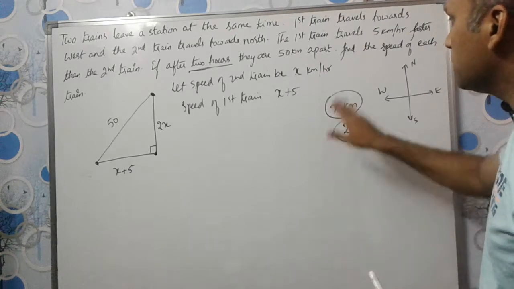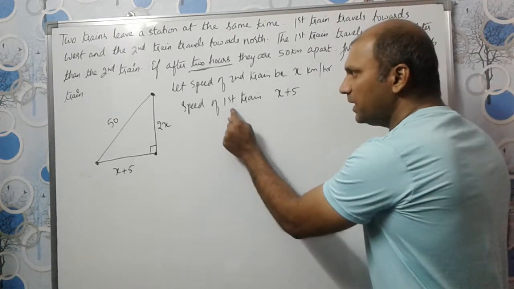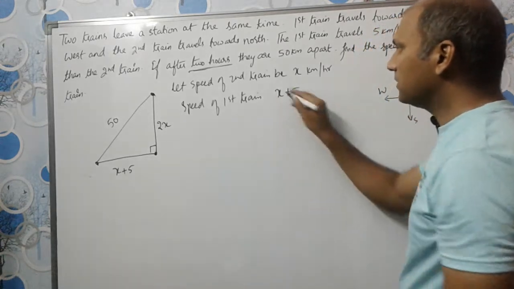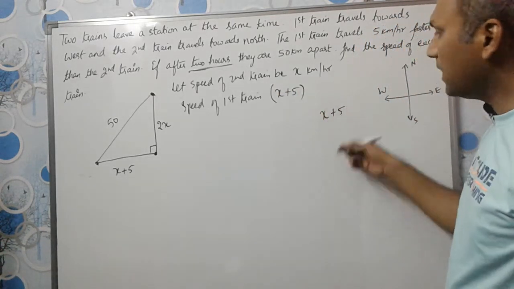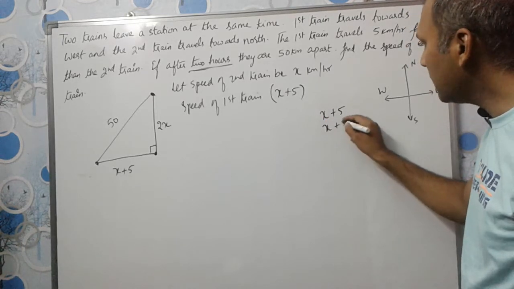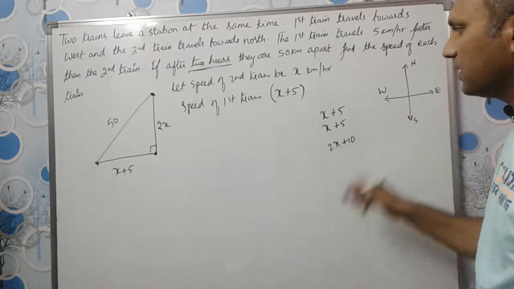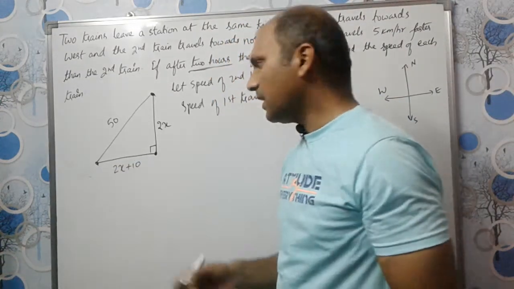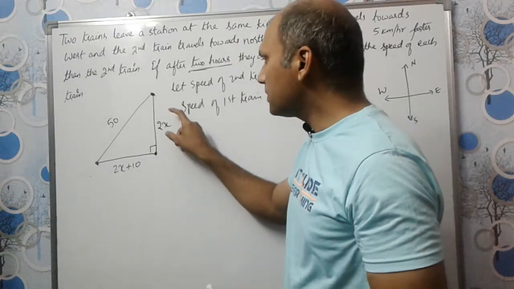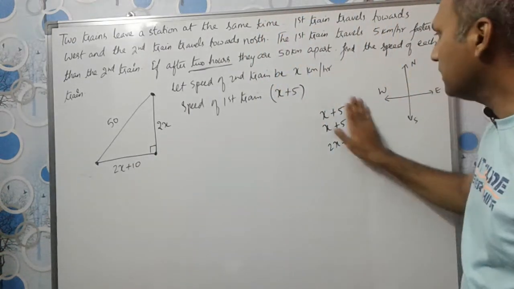Okay, what about the first train? Speed of first train was x plus 5. So in 1 hour it will travel x plus 5. In the second hour also it will travel x plus 5. So total will be equal to how much? It will be 2x plus 10. So this one is 2x plus 10. I hope you understood. Don't use x and x plus 5 in this problem. Okay, 2x and 2x plus 10 are correct.